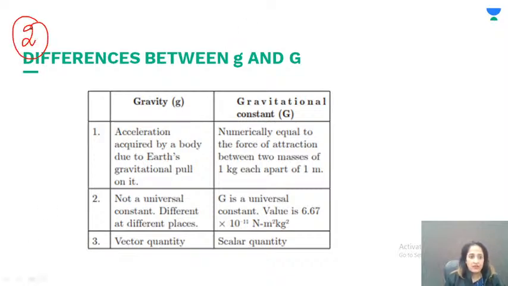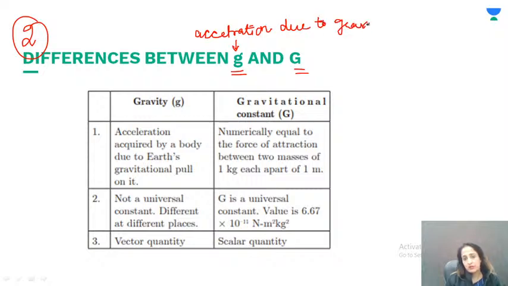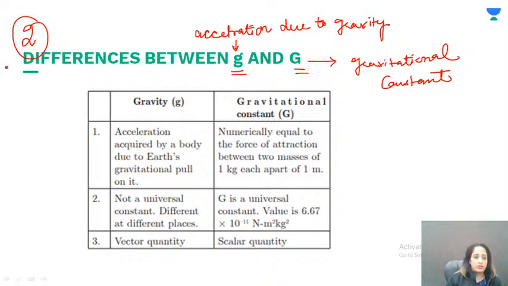concept number 2, and I just mentioned on my previous slide what is the difference between small g and capital G. So small g is basically acceleration due to gravity and G is the gravitational constant, correct? So when we are going to see the differences between these two, this is what we get.